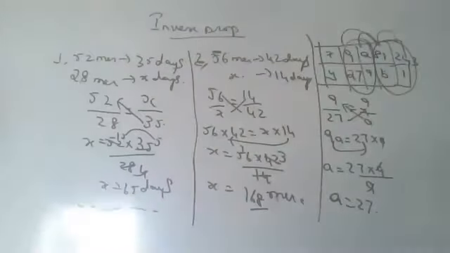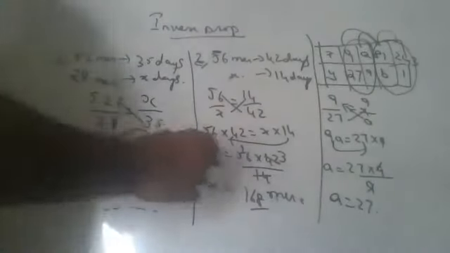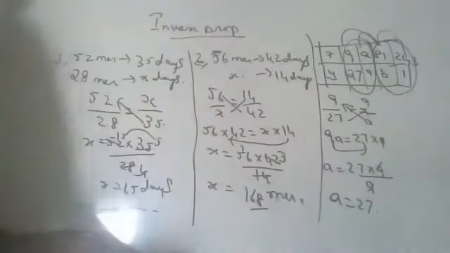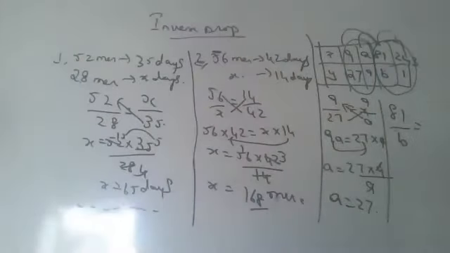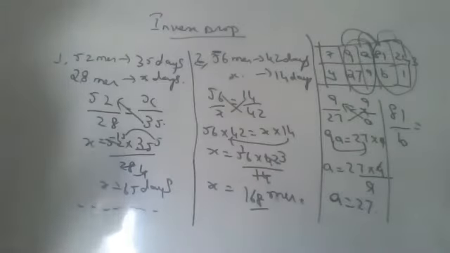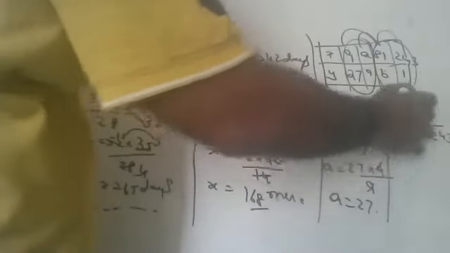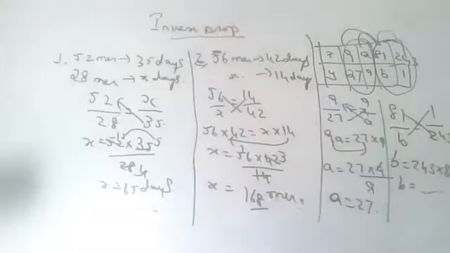Raghuram, can you tell me with this how to find out B? Sir, 81 by B is equal to 1 by 243. So B is equal to 243 into 81. You multiply how much ever you get, that is the answer. Please check it.